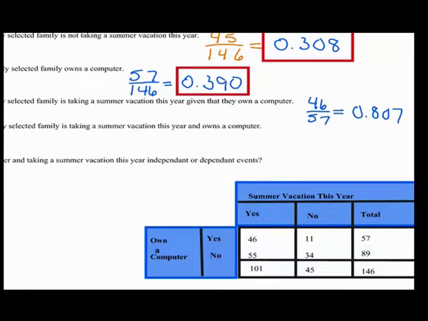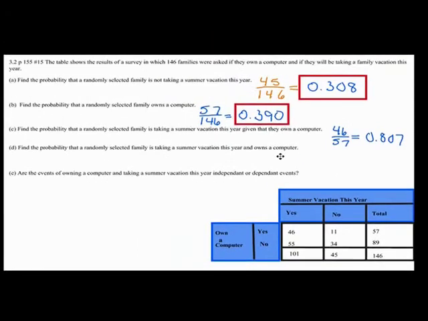For Part D, we're asked to find the probability that a randomly selected family is taking a summer vacation this year and owns a computer. So the families that are taking a vacation, yes, and own a computer, yes, is 46, and they're just asking it out of the total 146. You only have to worry about changing the denominator when it says given, because you're only just looking at those ones. So it's going to be 46 out of 146. When we divide that out, you'll end up with 0.315.